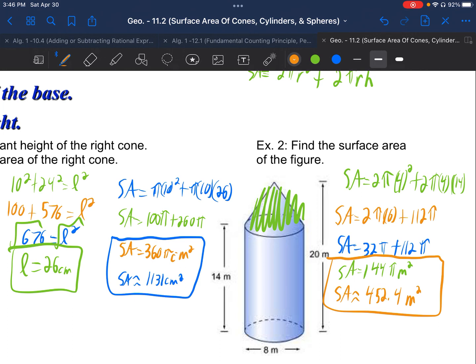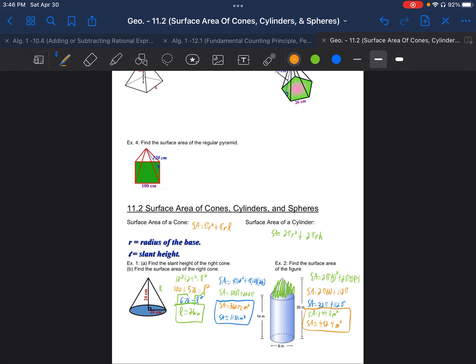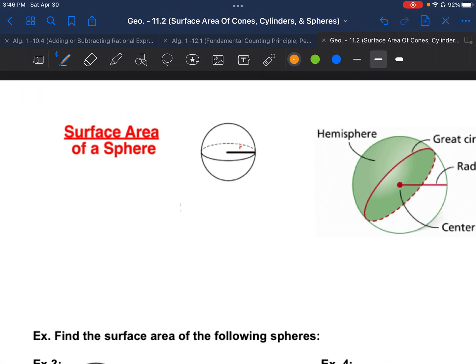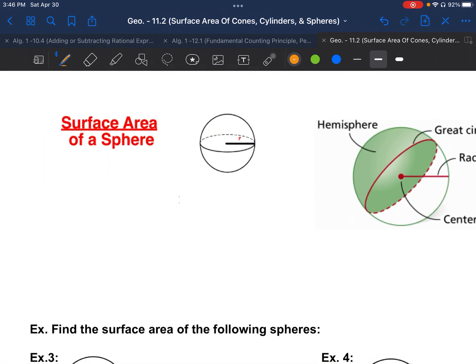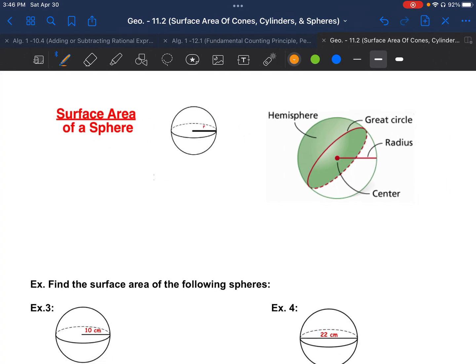So that was the surface area of a cone, surface area of a cylinder. Now we're going to do the surface area of a sphere. So a sphere, just think of any ball, although not a football, which is kind of weird that it's called a ball when it's shaped more like an egg. And we have some parts here, okay? So here's a sphere. A hemisphere, like we know of from a globe, is half of the sphere.